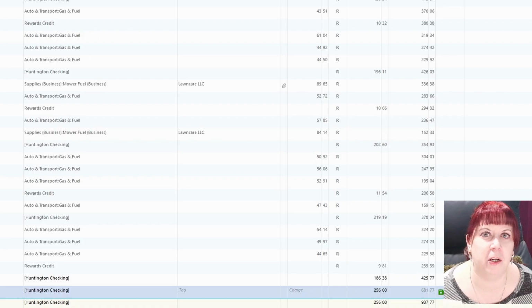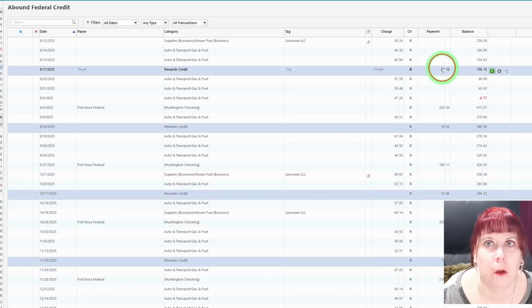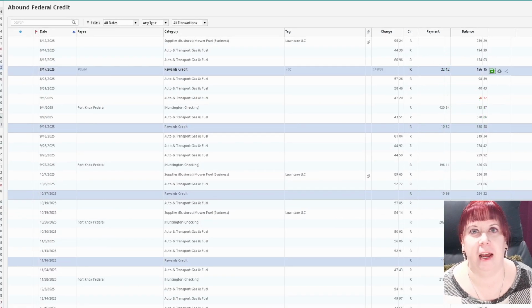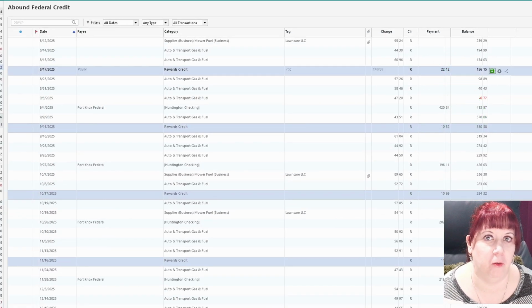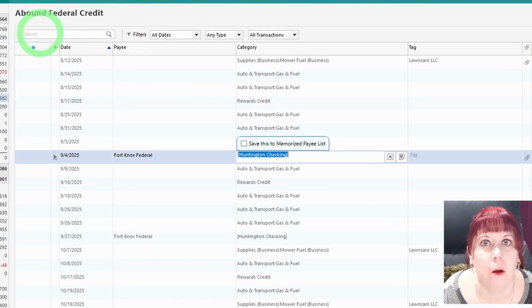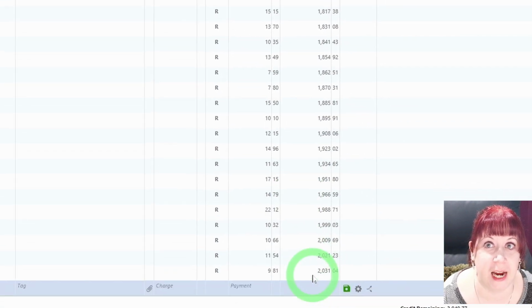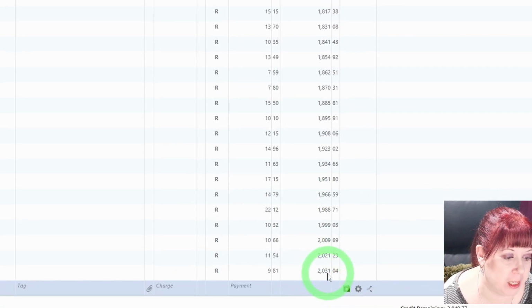This card is a good example of why accuracy matters. So I use a dedicated fuel card for this category. It's the Abound Federal Credit Union Visa, and it earns 5% back automatically. So because everything is categorized correctly at the transaction level, I can actually see the impact clearly when I review this account.